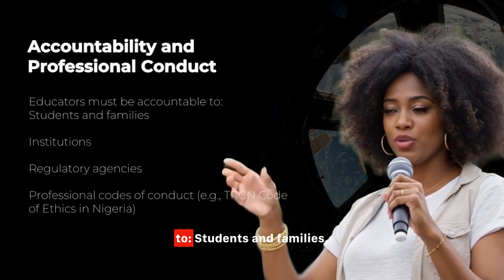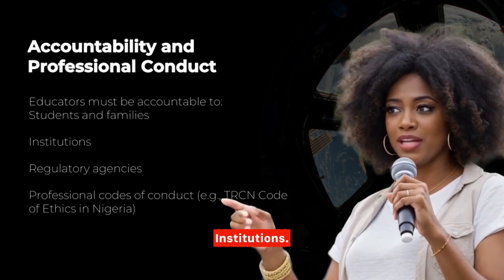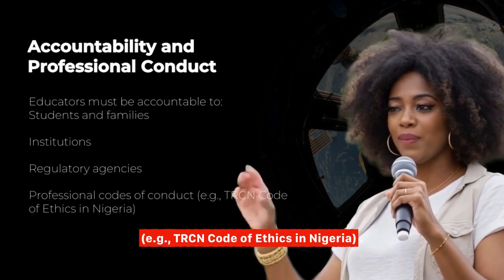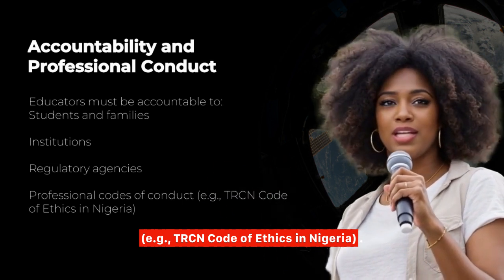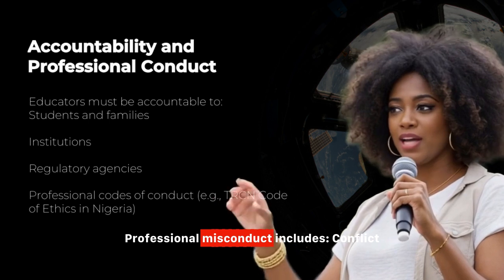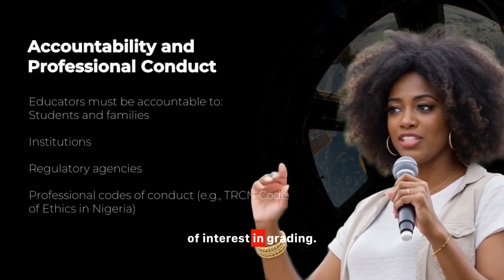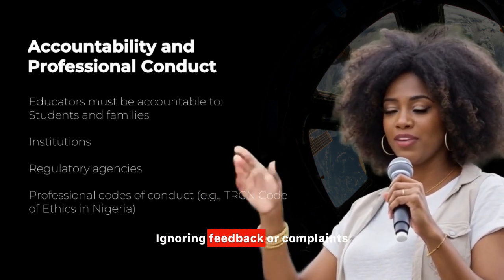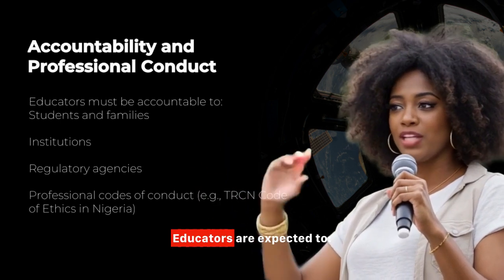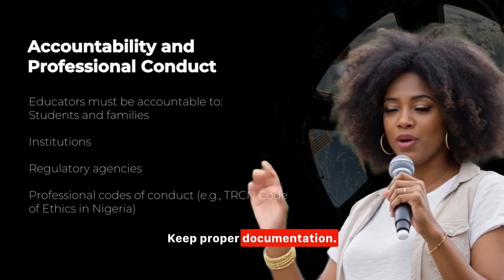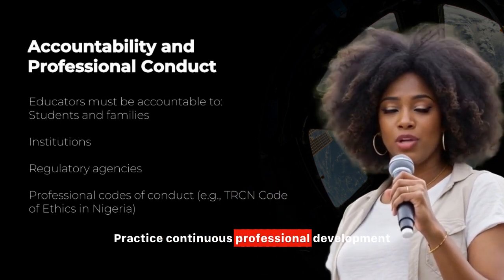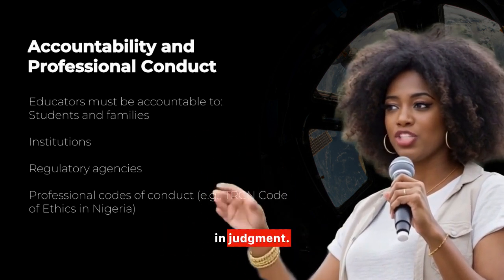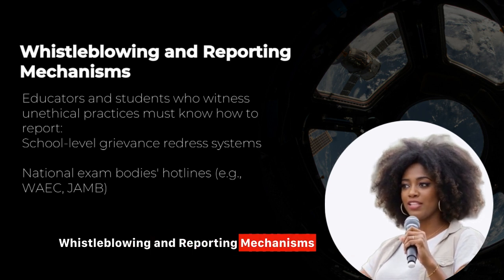Accountability and professional conduct. Educators must be accountable to students and families, institutions, regulatory agencies, and professional codes of conduct, e.g., TRCN Code of Ethics in Nigeria. Professional misconduct includes conflict of interest in grading, assessing individuals without clear learning objectives, and ignoring feedback or complaints from students. Educators are expected to keep proper documentation, practice continuous professional development in assessment ethics, and remain impartial and transparent in judgment.